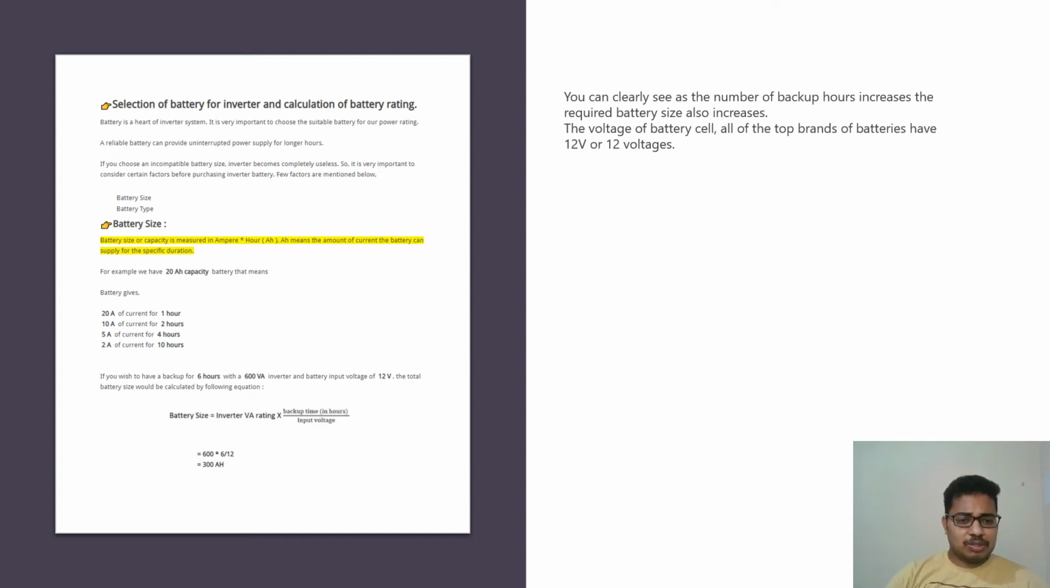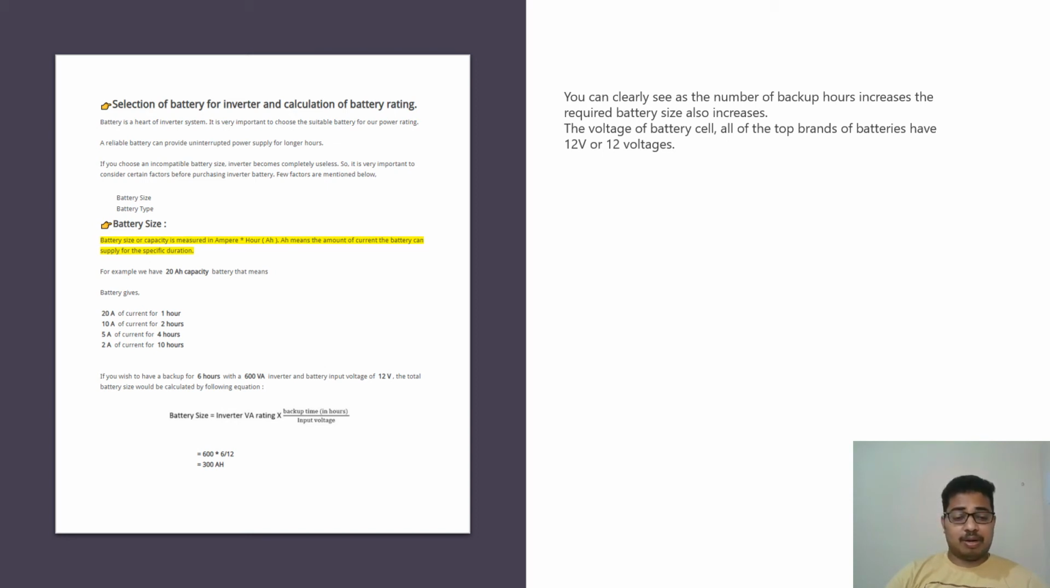So just now we chose a 600 VA inverter. So say for example you have a power cut for 6 hours. Say you need 6 hours backup. So here is the thing to calculate. Simply take 600 VA, whatever inverter capacity is there, and then multiply by 6, divide by 12. So it will give 300 ampere hour. So you need 300 ampere hour now.